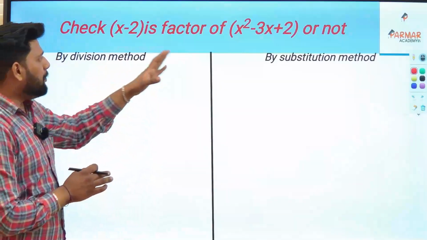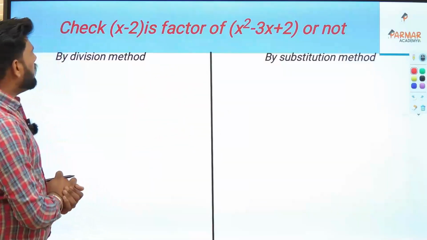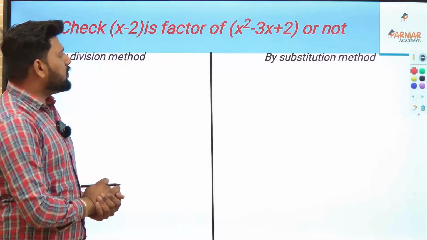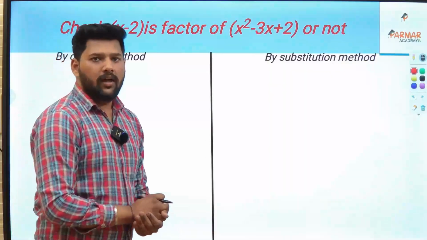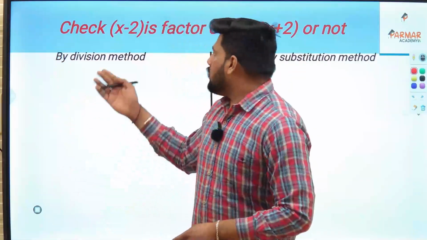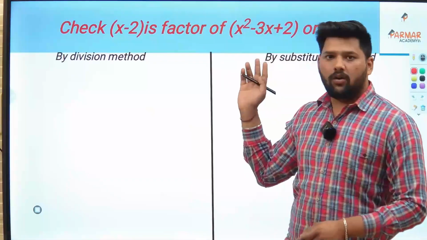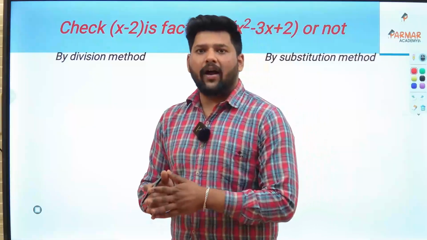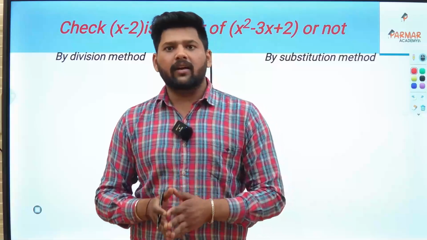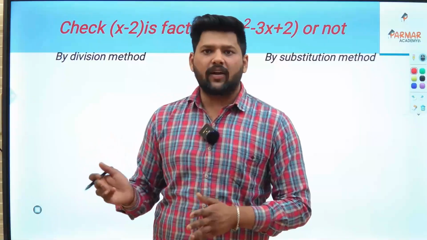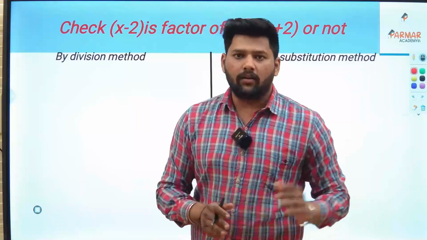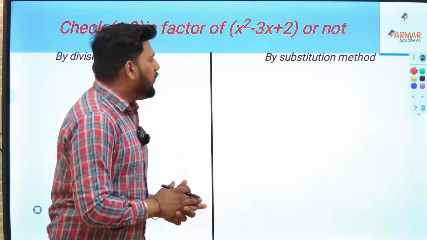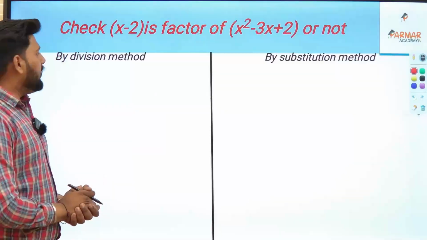So let's take an example: check whether x minus 2 is a factor of x square minus 3x plus 2 or not. Here we have to check whether this one is a factor of this polynomial or not. So clearly we will try to find the remainder first. If the remainder is 0, we will say that this is a factor. If the remainder is not 0, that polynomial is not the factor of this one. So the first method is the division method.